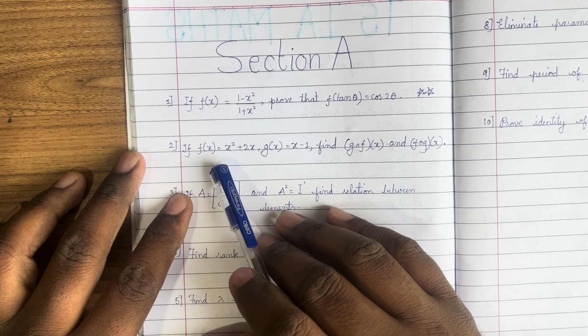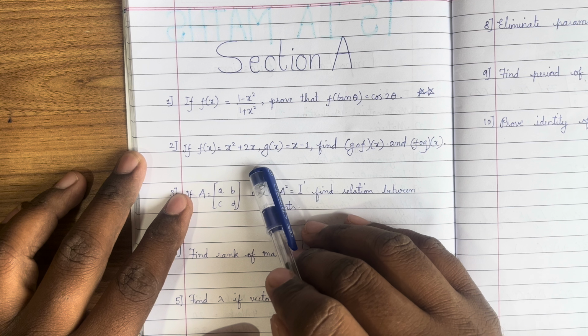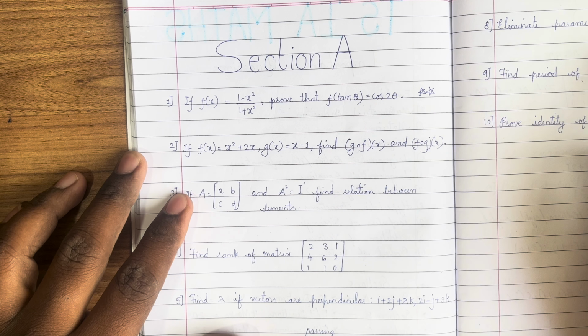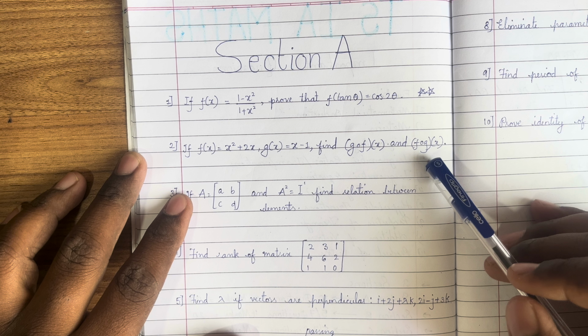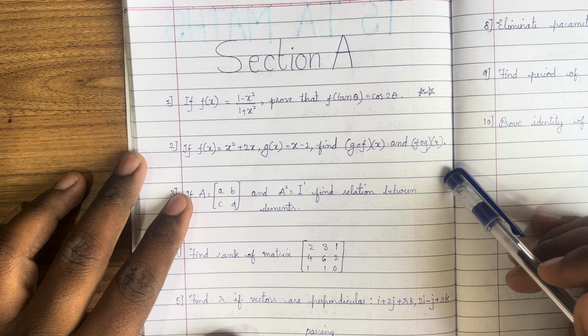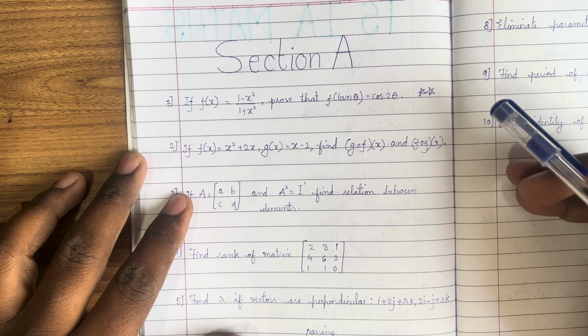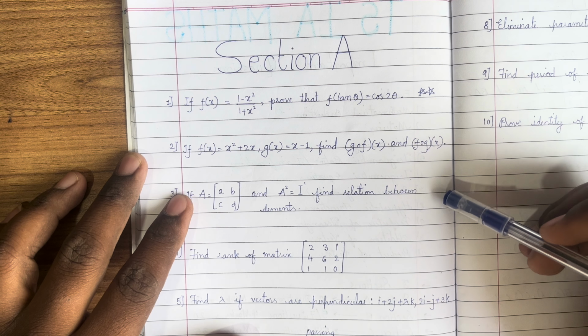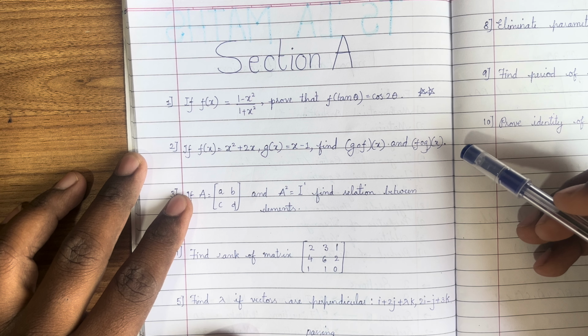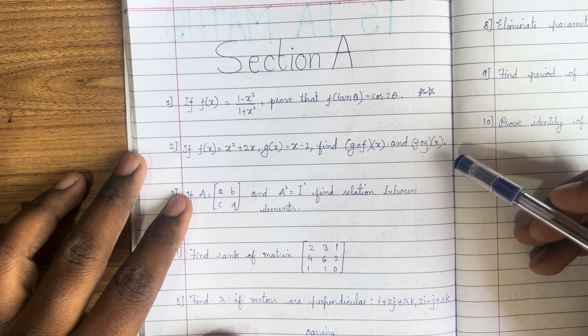Second is, if f of x is equal to x square plus 2x and g of x is equal to x minus 1, find g of f of x and f of g of x. So this may be very hard to listen to or very difficult to study, but when you try solving it, they are literally small equations which you can easily solve and gain 2 marks.